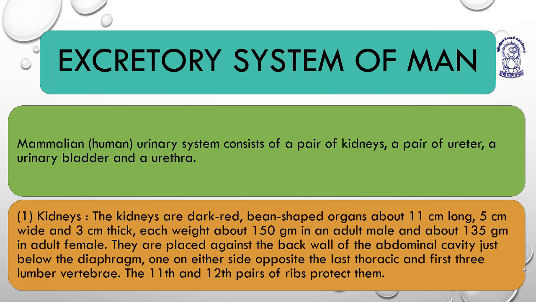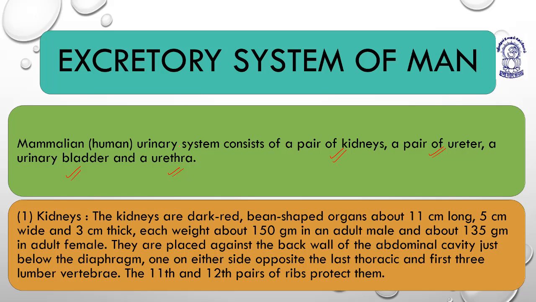In the previous lecture, we introduced the excretory system. We covered general concepts of the excretory system, and now we are starting with the excretory system of humans. Human or mammalian urinary system consists of a pair of kidneys, a pair of ureters, urinary bladder, and urethra.